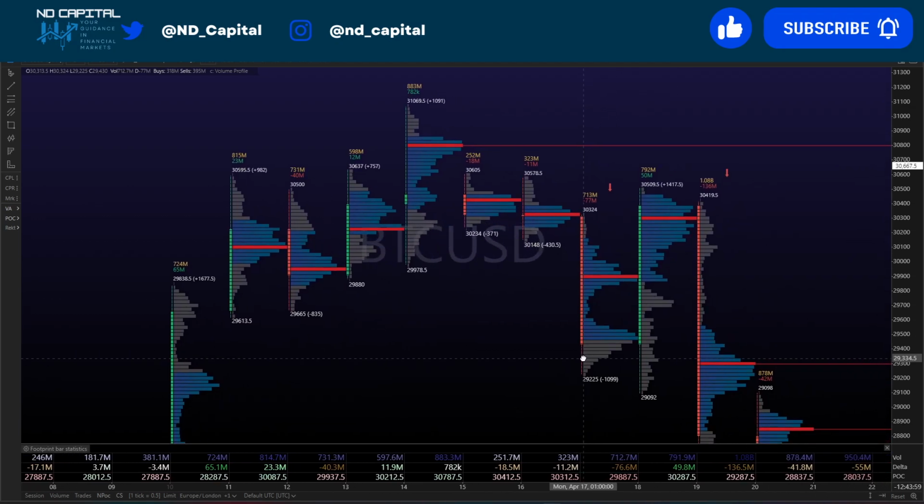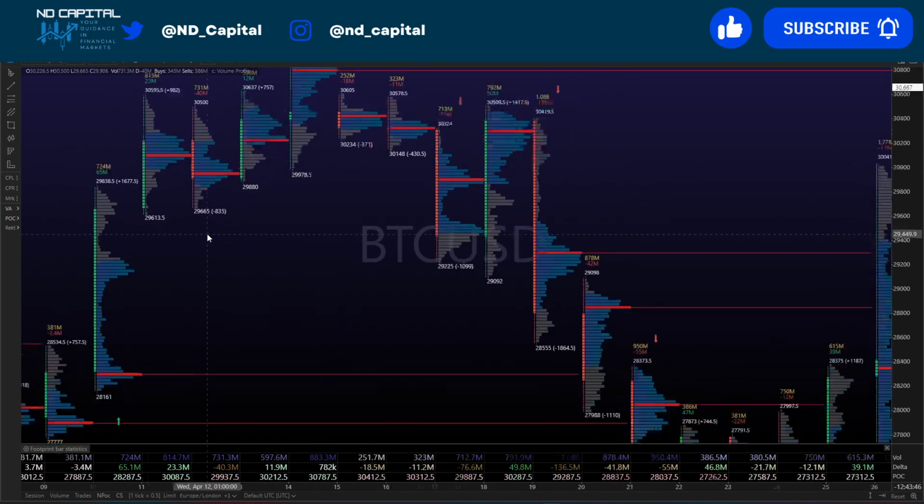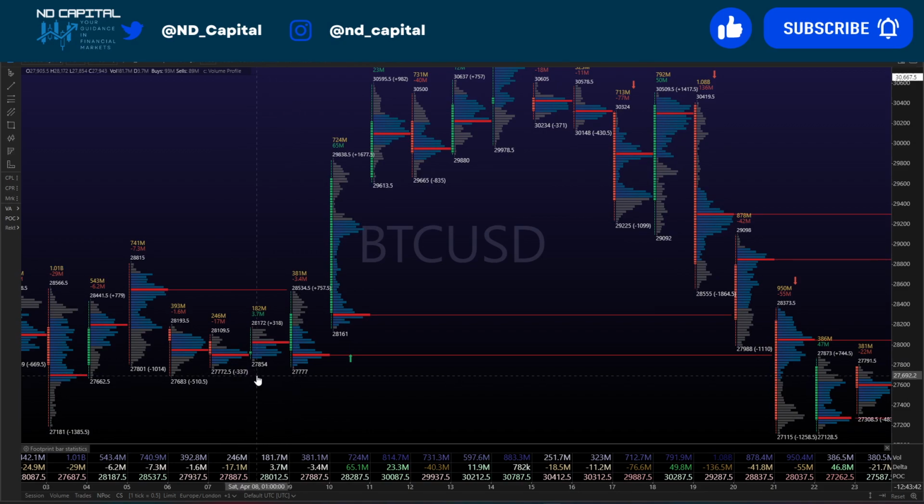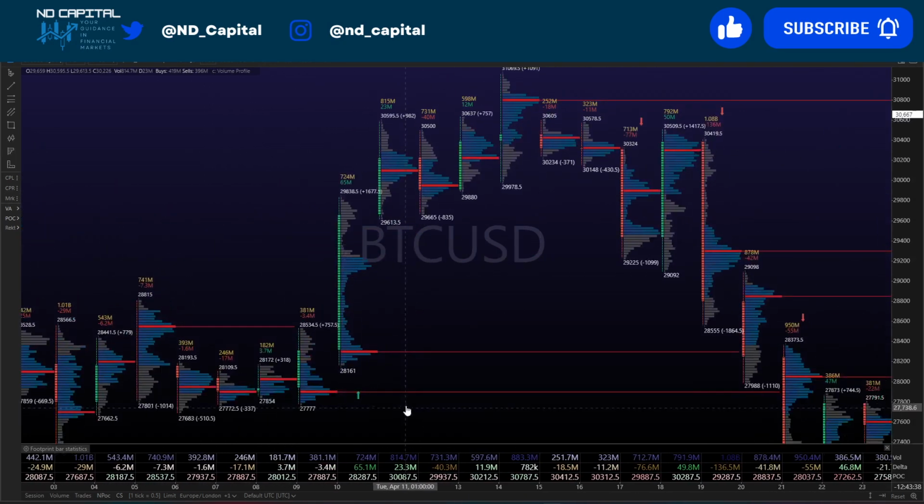What I want you to keep in mind is that two days ago, that's on Friday, you get this profile shape, and then on Monday you actually confirm the trapping of all these people, and then most likely you're going to move below where the whole initial move started. Why? Because everybody's stops are most likely below this low or even this low.